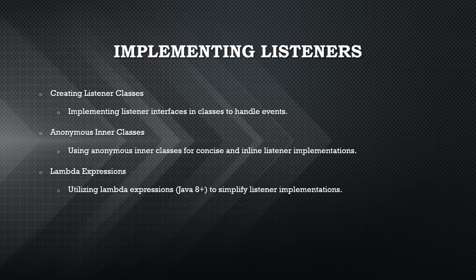In Java, implementing listeners involves several approaches that enhance flexibility and readability. First, creating listener classes allows developers to implement listener interfaces in dedicated classes, where specific methods are defined to handle various events, promoting clear organization and reuse of event handling logic. Alternatively, anonymous inner classes provide a more concise way to define listeners inline without creating separate named classes. This approach is particularly useful for simple event handlers, making the code more compact and easier to read.